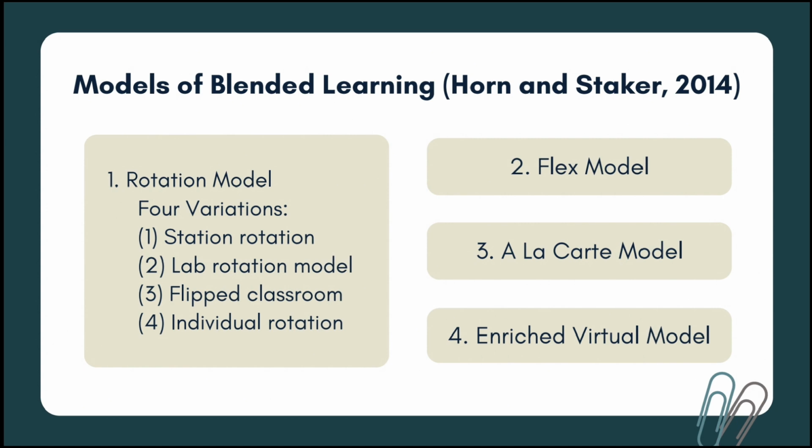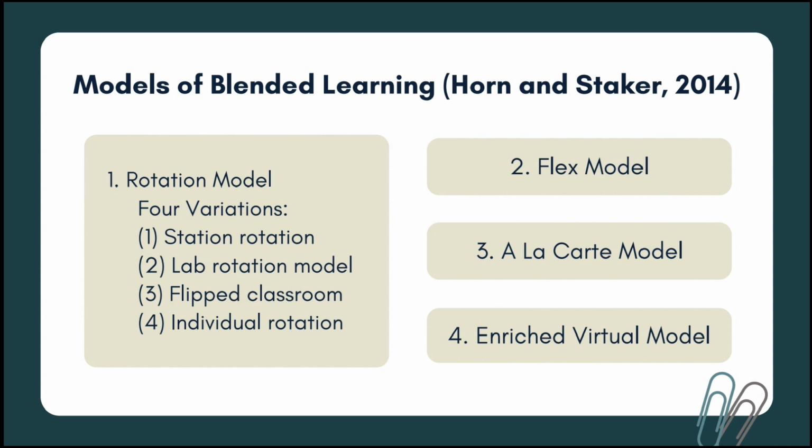So, the first one is rotation model. In this model, students rotate on a fixed schedule of online learning and face-to-face learning. The highlight is learning on a fixed schedule of two alternating modes. The rotation model has four variations: the station rotation, lab rotation, flipped classroom, and individual rotation.